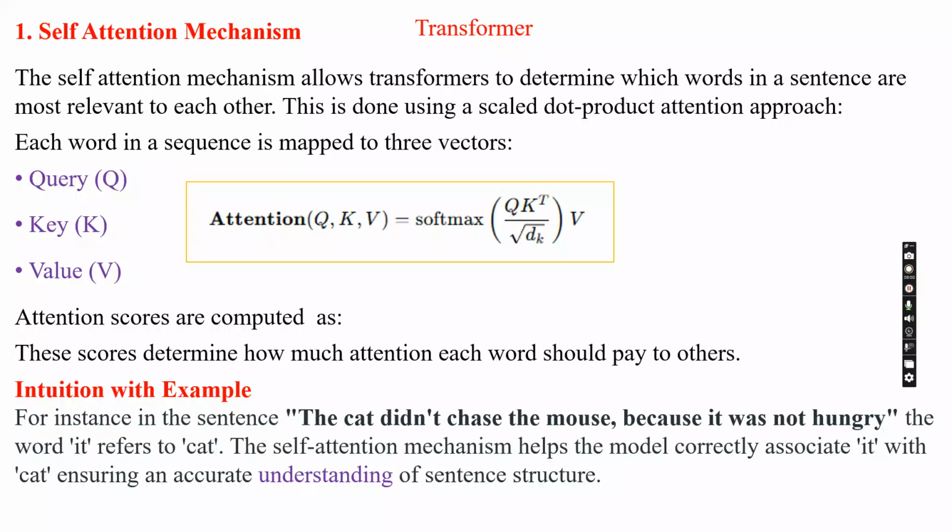Consider the sentence: The cat didn't chase the mouse because it was not hungry. Here, the word "it" refers to the cat. Self-attention correctly identifies this relationship, allowing the model to understand the sentence meaning accurately. This is one of the biggest advantages of the transformer.